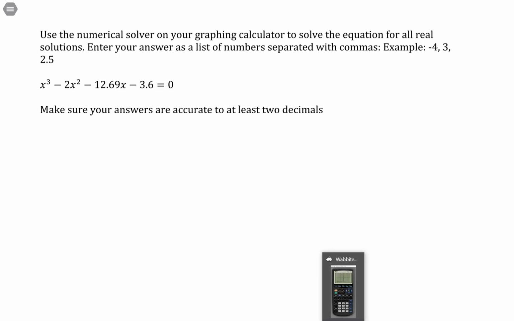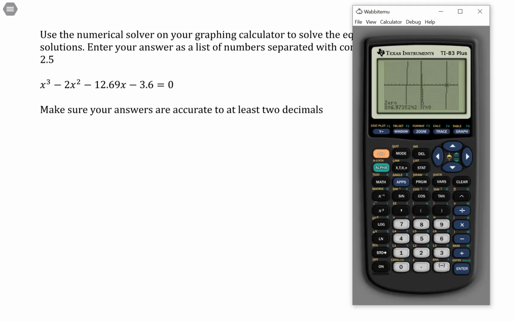So to do this, we'll start by getting the calculator out. And I'll just go back to the home screen here. I'm going to graph it as a function, and clear out anything we had previously. Go ahead and put this in: x cubed minus 2x squared minus 12.69x minus 3.6.